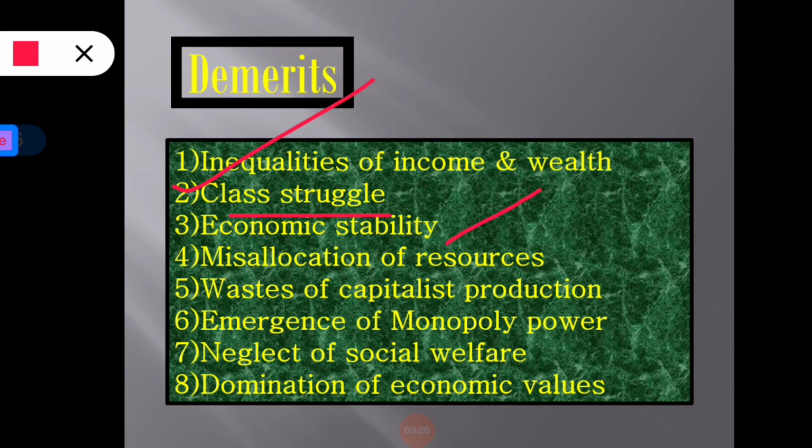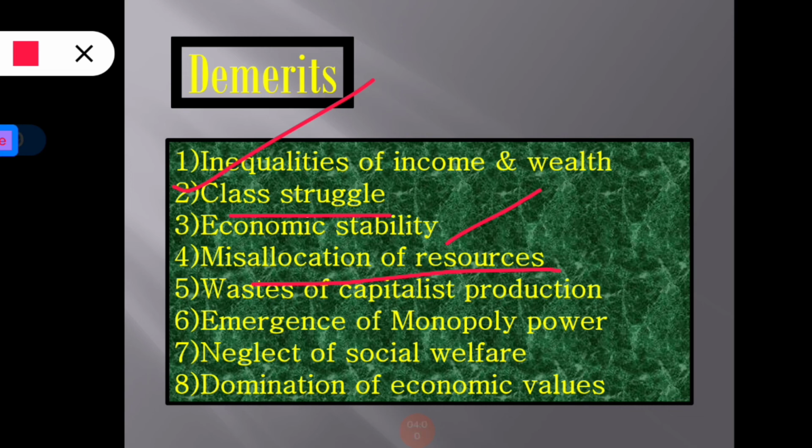Now going to the fourth one, that is misallocation of resources. The capitalistic economic system has led to misallocation of resources. In this economy, rich people have more purchasing power, so productive resources are used for the production of luxuries and comforts rather than necessities. Because producers earn more profits from the production of luxurious products, the production of necessities is neglected. So resources are misallocated.